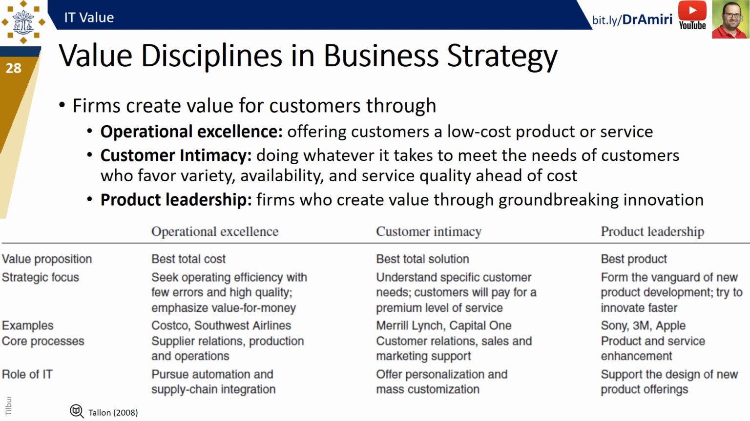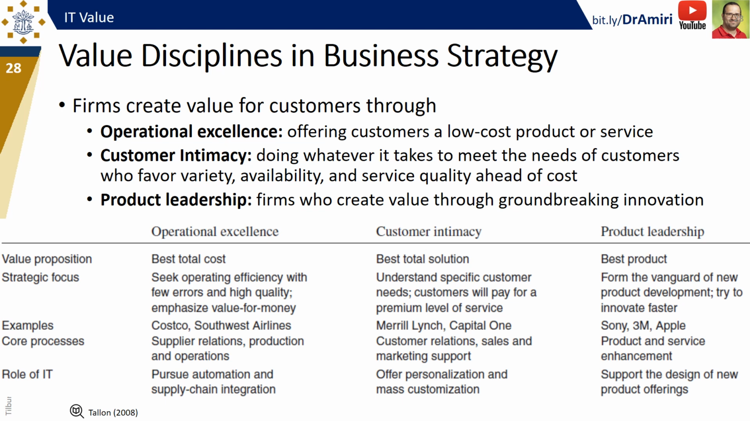to see a variety of products and services. Availability is important to them. That means products are always there for them to choose from, and also service quality. So these customers, they care more about these attributes than the cost of the product or service. If you follow variety, availability, and service quality for the customers, then your value discipline is customer intimacy.